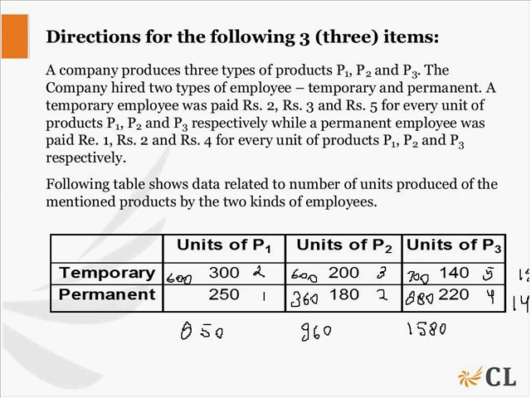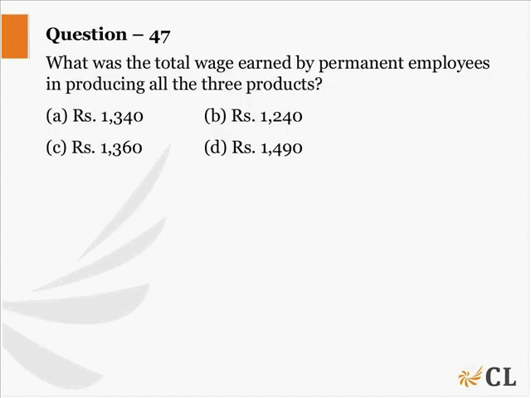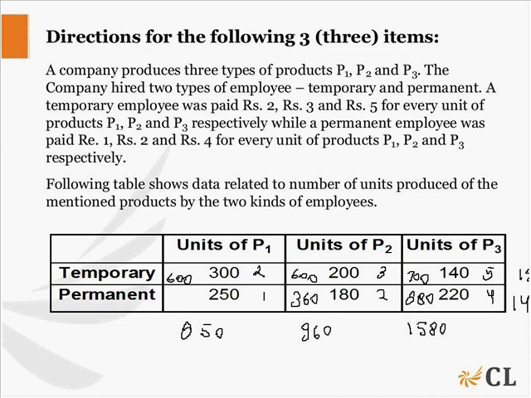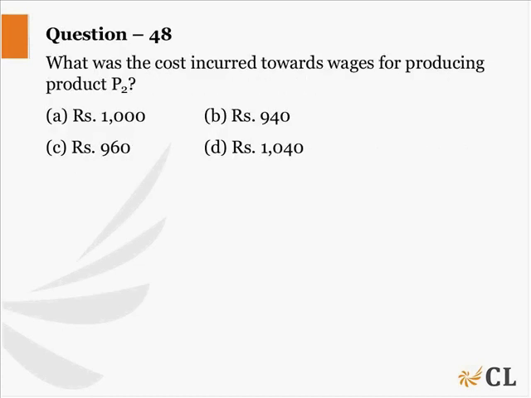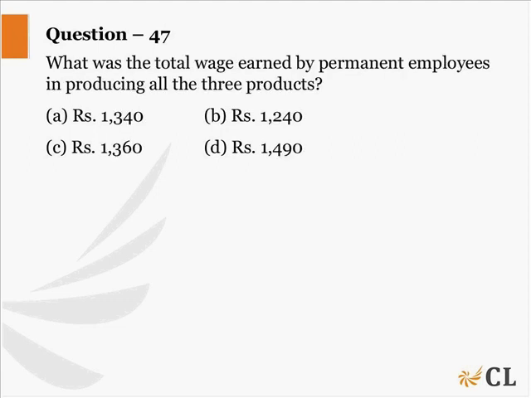Right, so what is the question asking now? What was the total wages earned by permanent employees in producing all the three projects? So 1490, we can easily calculate it. Which was the cost incurred towards wages of producing P2? So P2 was 960.